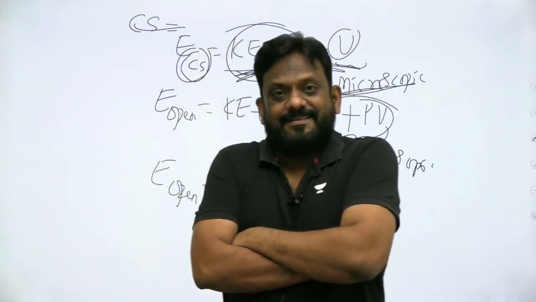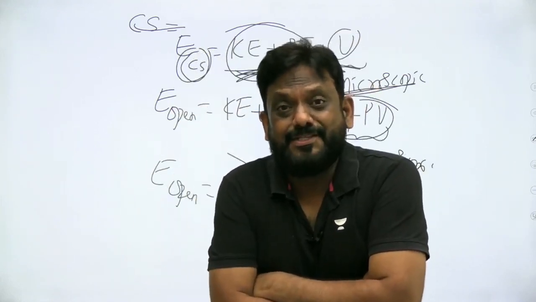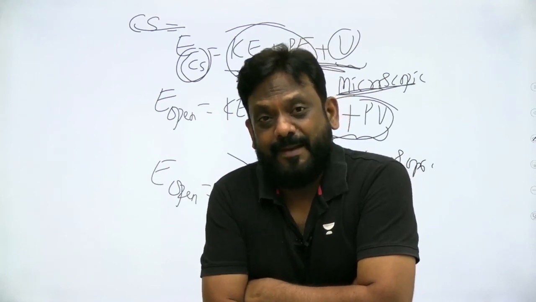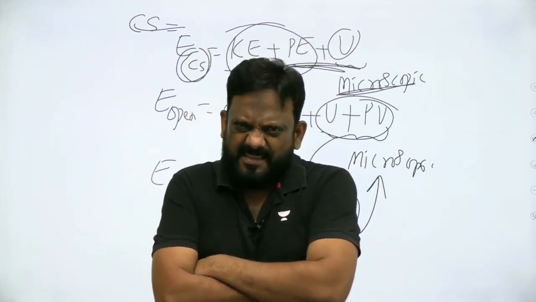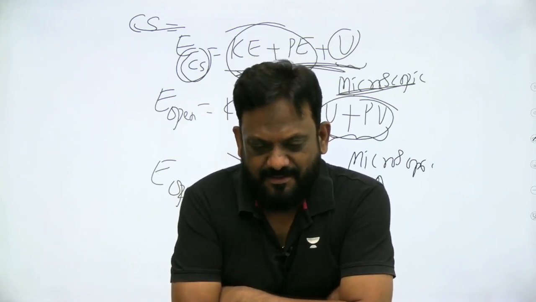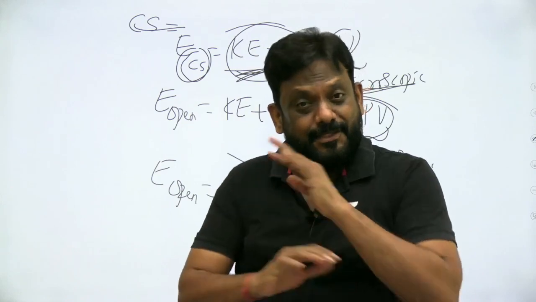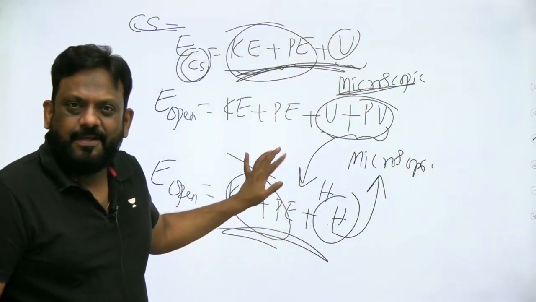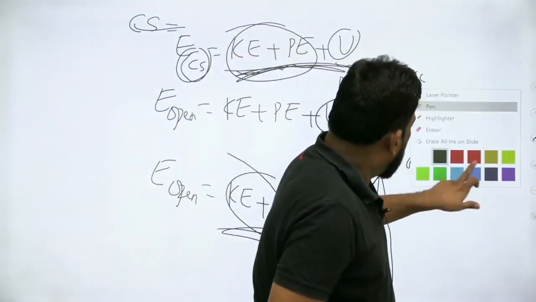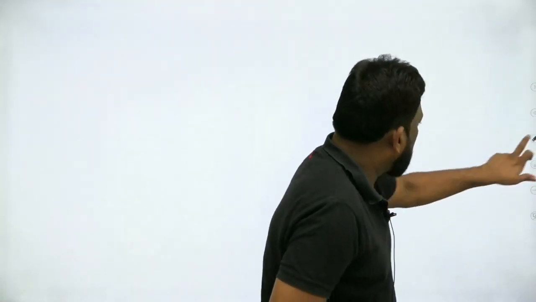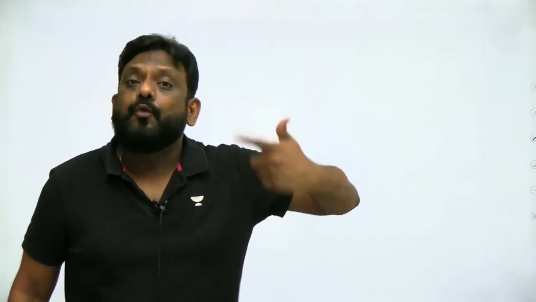Now the question arises, sir: for convenience you have defined U plus PV as enthalpy, and you have said it is the microscopic form of energy of an open system. Is enthalpy defined only for an open system? Dear students, this is the definition of enthalpy, U plus PV, mathematically and physically. Physically, it should be highlighted: enthalpy is the microscopic form of energy of a flowing fluid or open system. Now the question arises, is enthalpy defined only for an open system?